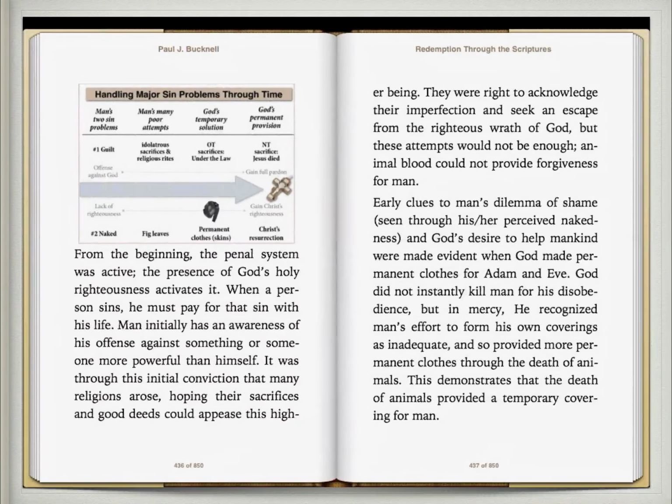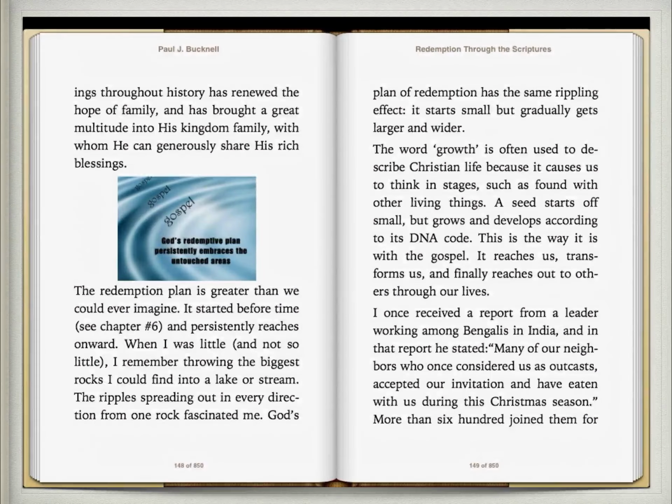This is one theme in terms of handling major sin problems through time, understanding the penal system and the consequences, the sacrifices, seeing how it all works together. God's redemptive plan is greater than we could ever imagine. It's like a little stone you throw in the water and the waves just go out further and further out. But God's redemptive plan is not a little stone. It's a powerful, eternal plan. And God is taking that in time, in the worst circumstance, and growing it throughout the world and into eternity.